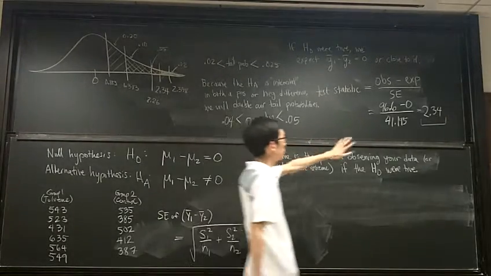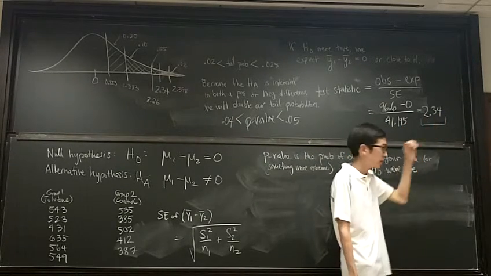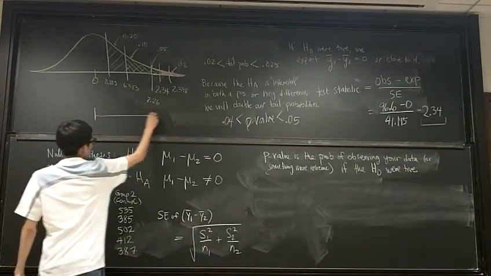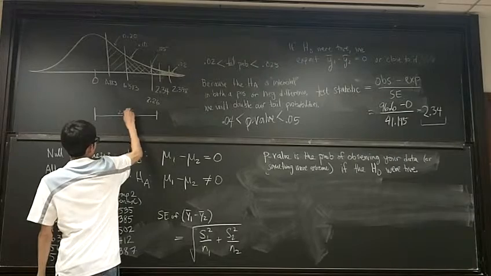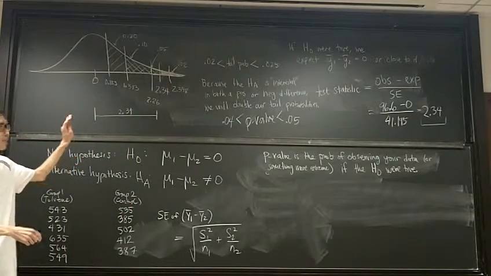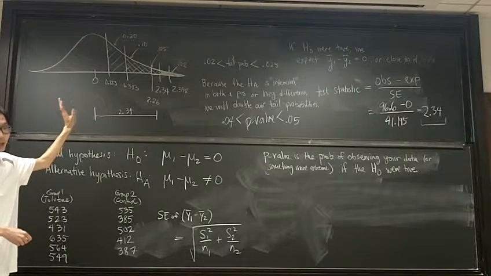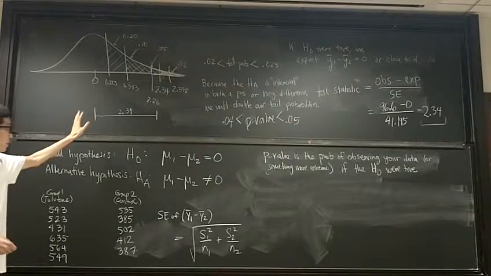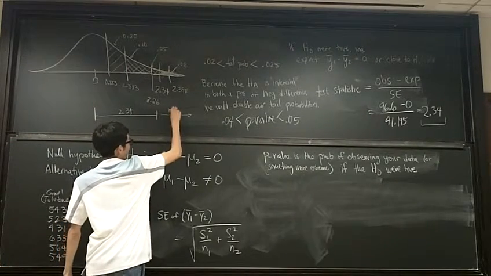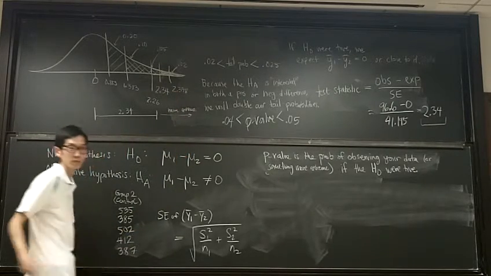We boiled our data down to this test statistic of 2.34. So we are 2.34 standard errors away from, for lack of a better word, the mean, or what we expect. Anything more extreme would be anything over here. This is more extreme than 2.34.